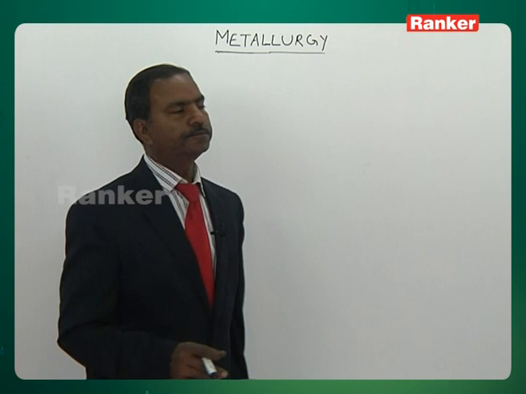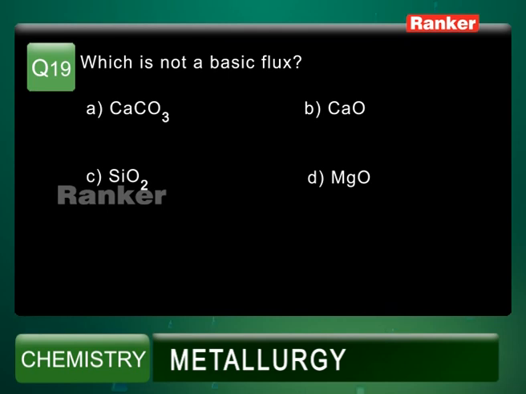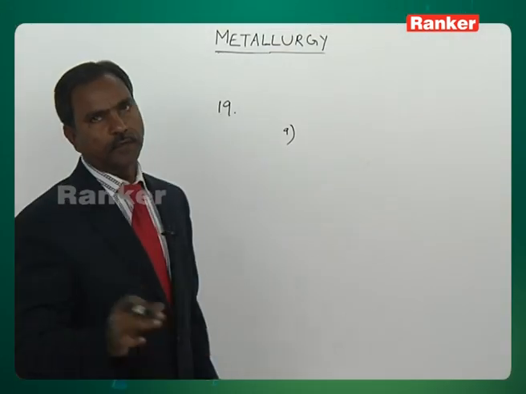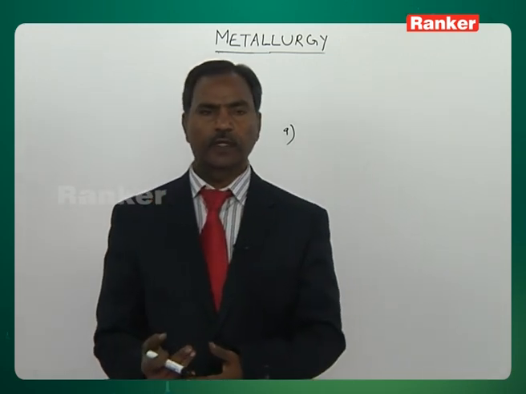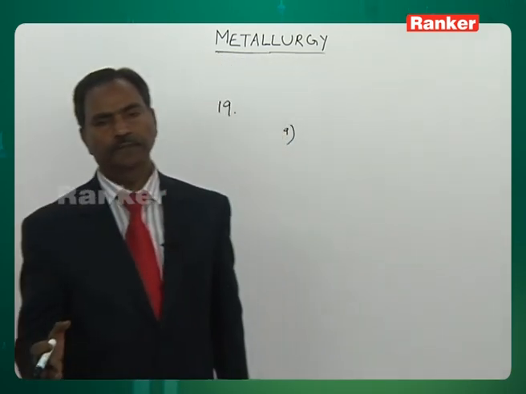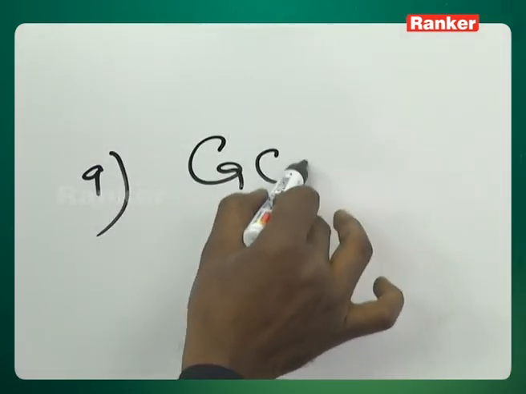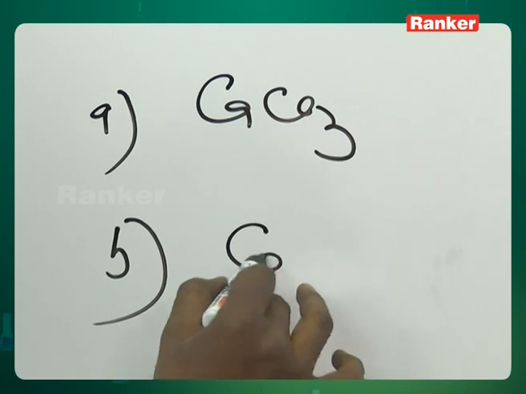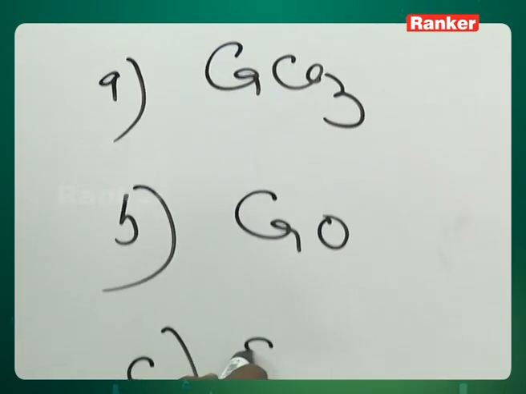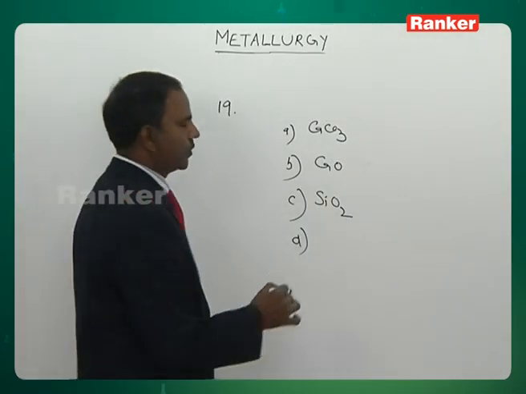Question number 19, which is not a basic flux? What is actually flux? A foreign substance which is added to remove the gangue material, either it may be acidic or basic. Flux are of two types, acidic flux and basic flux. Question is there, which is the basic flux? See, A. calcium carbonate, B. calcium oxide, C. SiO2, D. MgO.